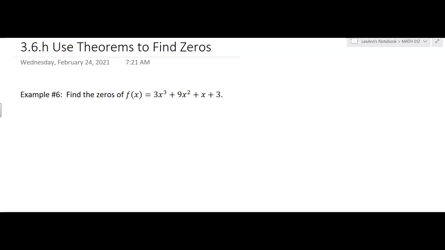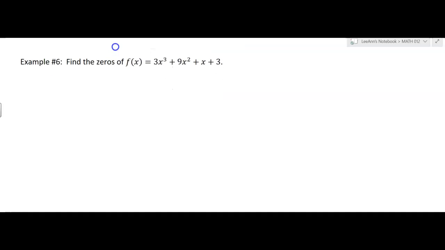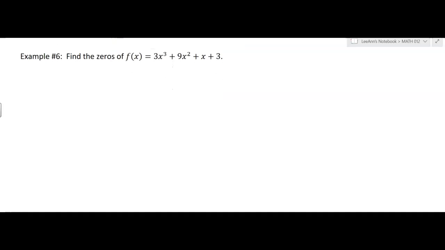Okay, so they want us to use these theorems that we know and find the zeros of this polynomial function. Now, I would always check to see if it factors first, and it turns out that this one does. Your book doesn't do it that way. I'll show you that at the end of the video. So we're just going to assume it doesn't factor, because a lot of times they don't factor.